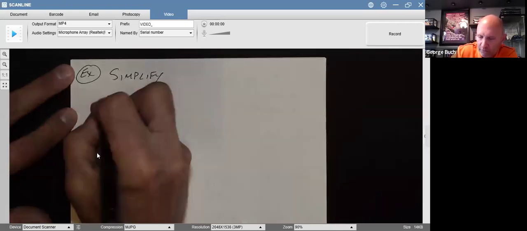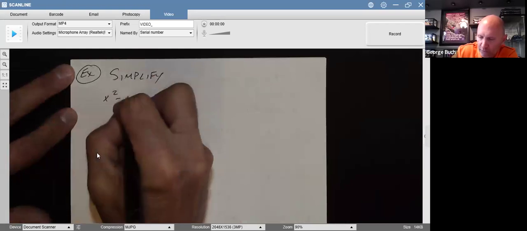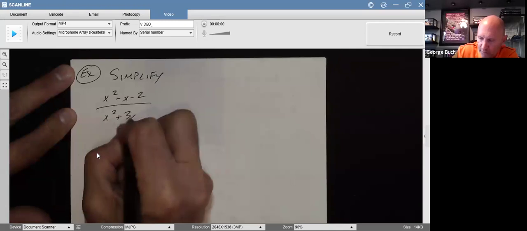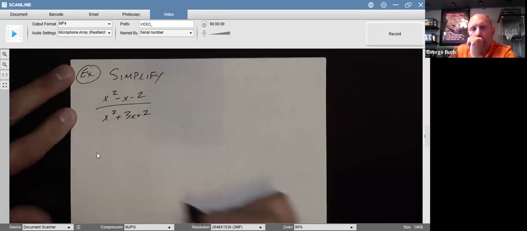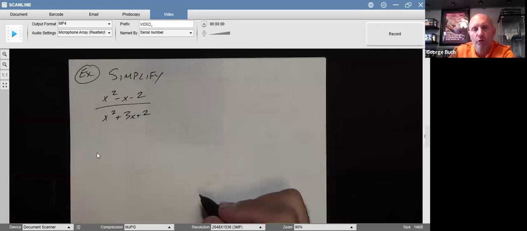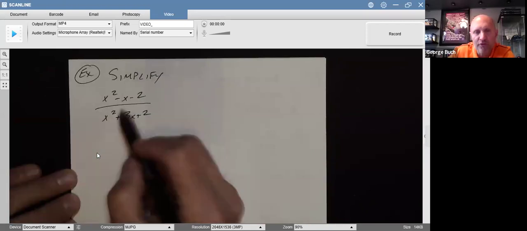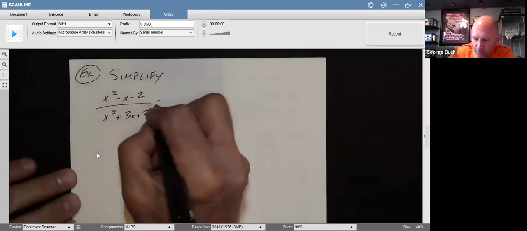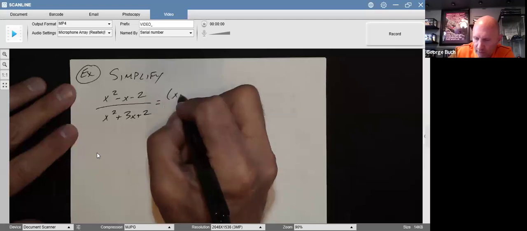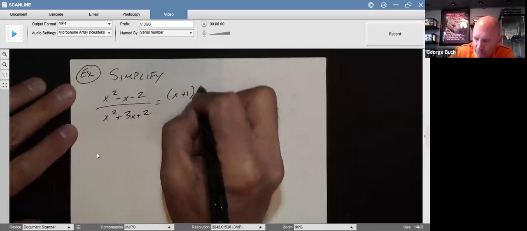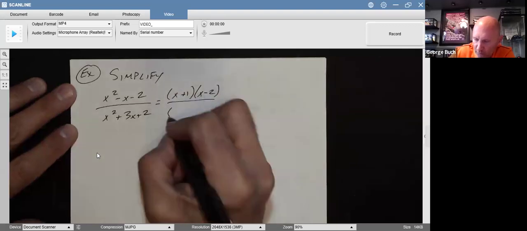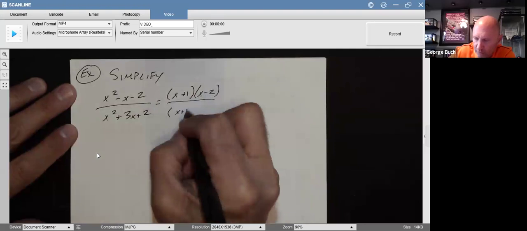I'm given x squared minus x minus 2 over x squared plus 3x plus 2. Well, again, remember our all or nothing. I can't just cancel out the x squareds. I can't just cancel out the 2's. The only thing I can do here is factor both of these. So the top factors into x plus 1, x minus 2. And the bottom factors into x plus 1 and x plus 2.